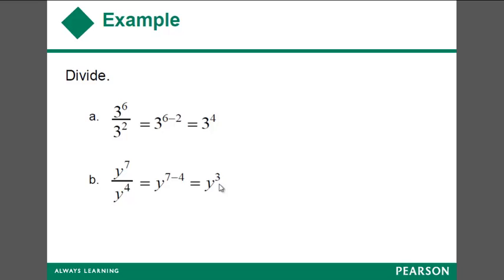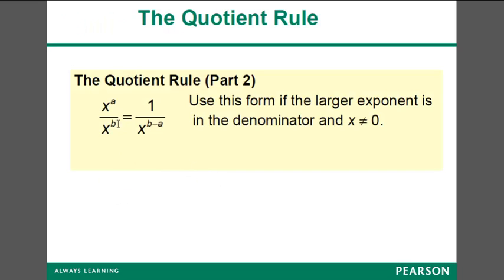Now then, if my largest exponent is in the denominator, I'm going to say b minus a, take my largest number minus my smallest number, but my answer will go in the denominator. I always put my solution to those variables where I'm subtracting my exponents in the numerator or denominator where my largest exponent started out to be.